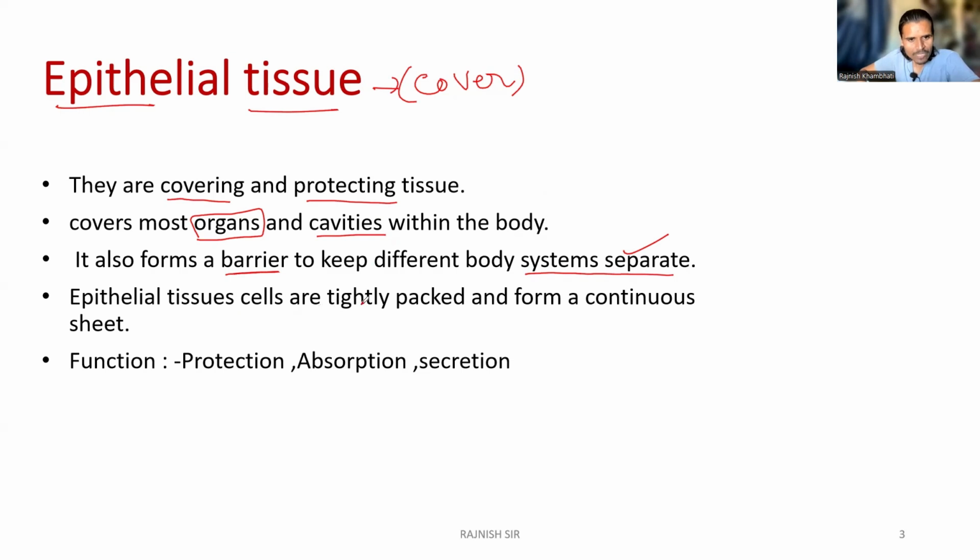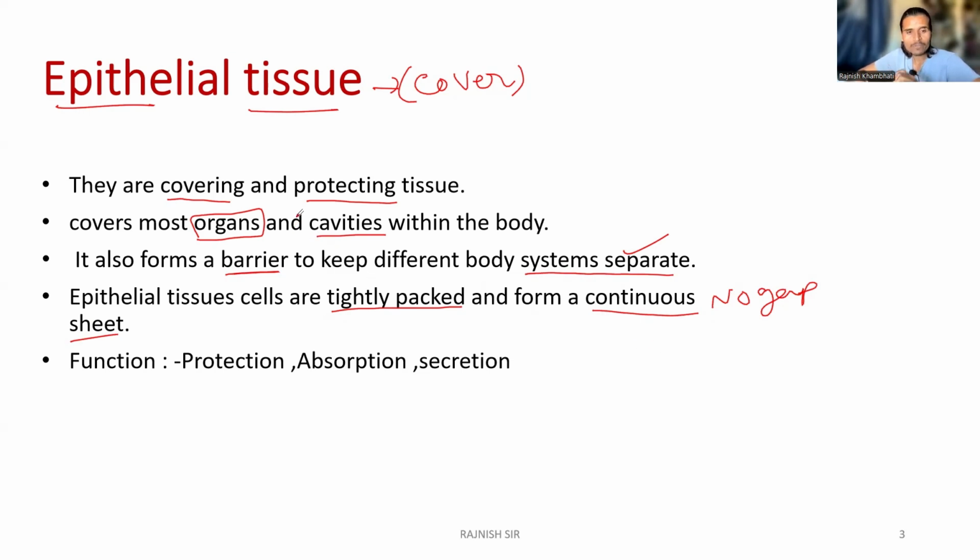Epithelial tissue cells are tightly packed. The cells of epithelial tissue are very, very tightly packed. They are very congested and they form a continuous sheet, a continuous layer. There is no gap in between. They are continuous. So this is the common character of epithelial tissue. These are the characters.